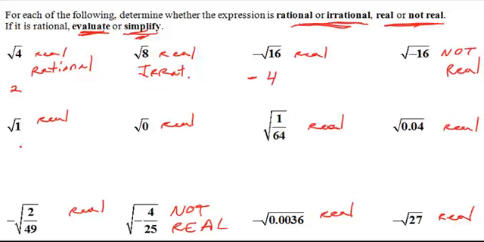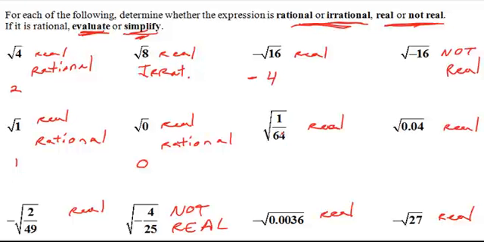What number squared equals 1? Well, it is rational because it's a perfect square. And in fact, 1 squared equals 1. We said before, 0 squared equals 0, so the square root of 0 is 0. So it is rational. And we can evaluate it. We can say the square root of 0 is 0.